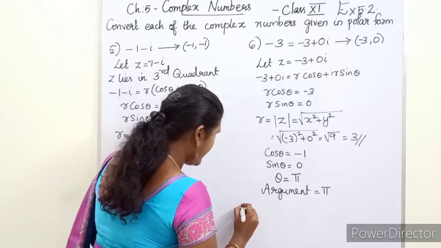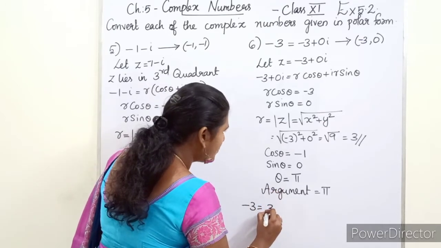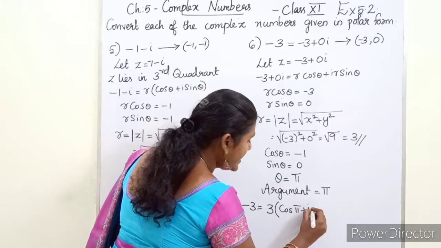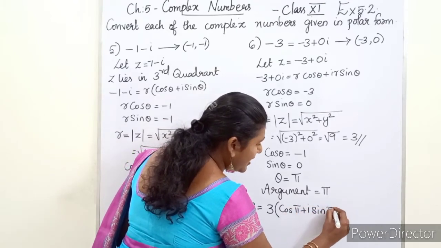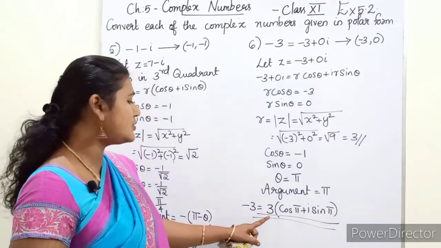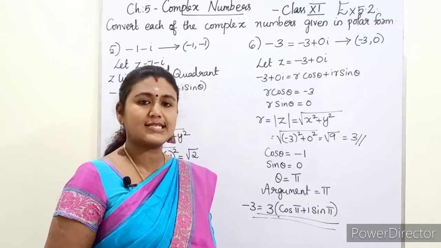Therefore the polar form we will write. Minus 3 is equal to, r is 3, so 3 into cos pi plus i sin pi. This is the polar form of the given complex number. So minus 3 is equal to 3 into cos pi plus i sin pi. Now we will see the next question.